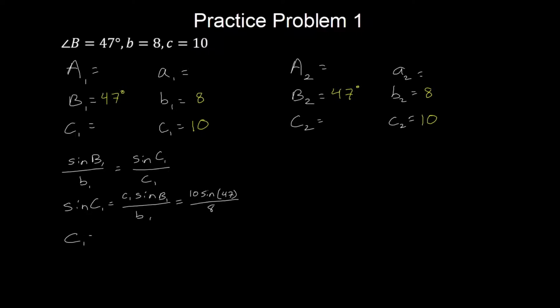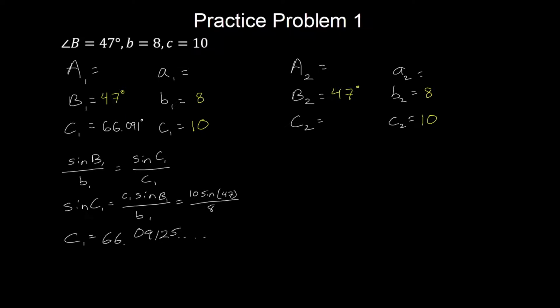To get angle C1, don't forget whatever this is, you take the inverse sine of that, and you should be in degree mode. So 10 sine of 47 divided by 8, and then taking the inverse sine of that gives me an angle of 66.09125, and so on. Again, whenever I'm using this value, I'll use the whole shebang, but for the sake of time and your sanity and my sanity, I'm going to do a little bit of rounding here. This is my linking angle.